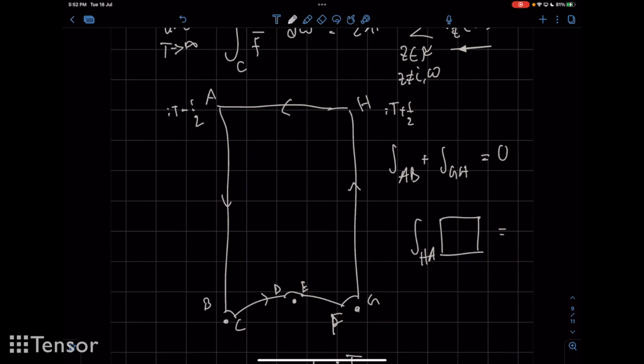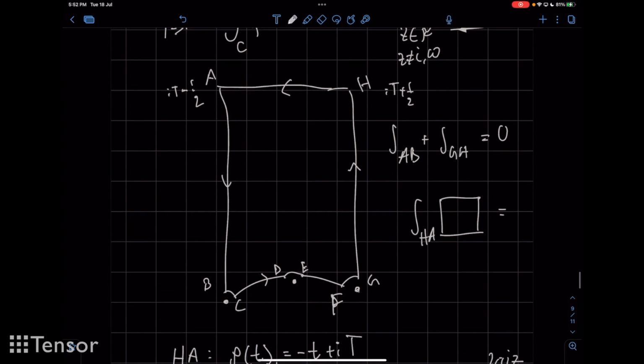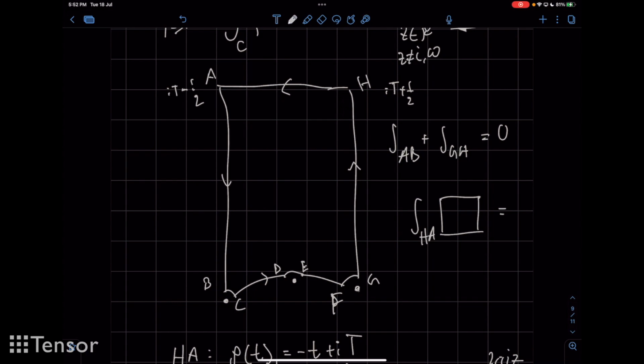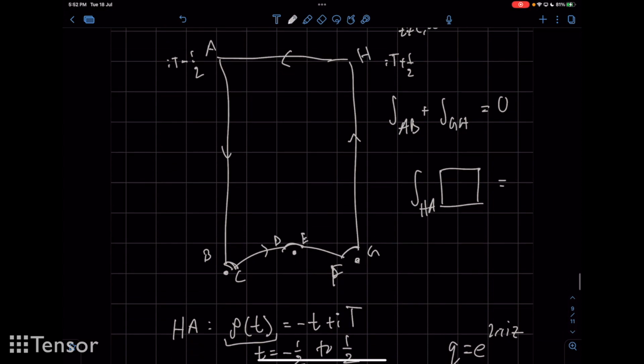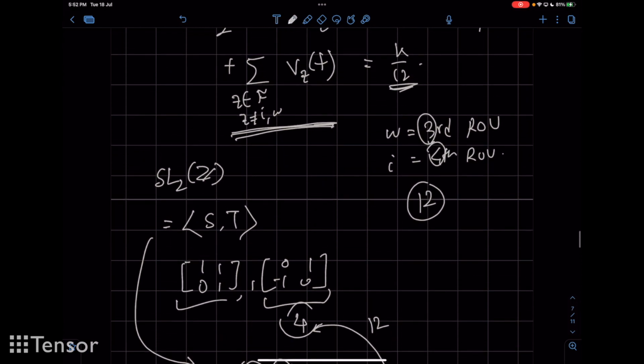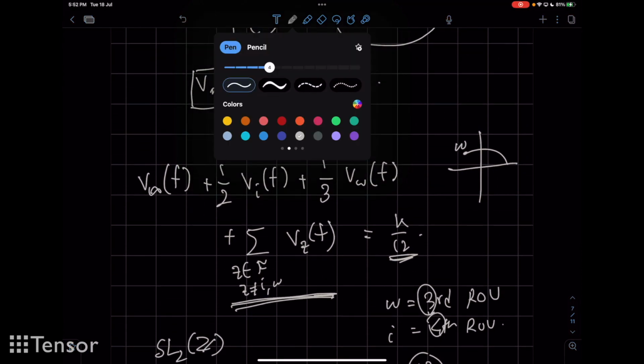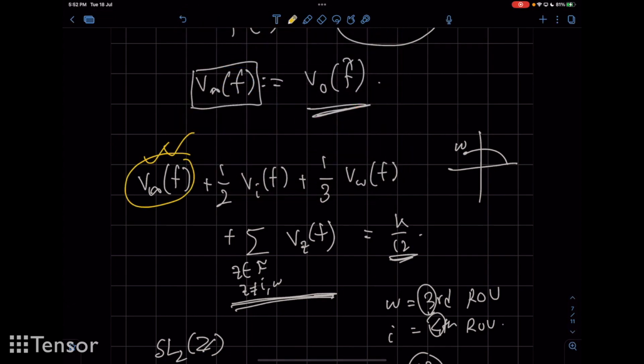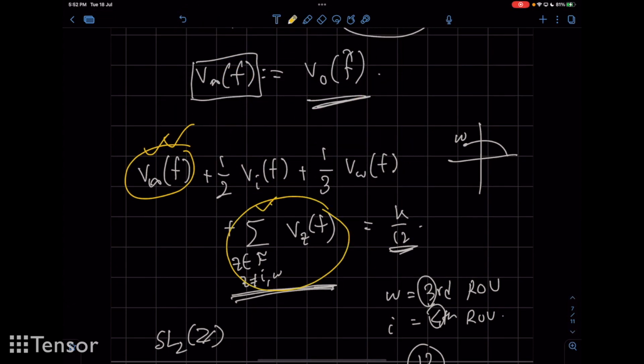Now we need to find what the BC arc, FG arc, and DE arcs are contributing. And after that, we need to somehow take care of this CD and EF here. Okay. So yeah, let's check it out. We have got this term. That's very nice. We have also got this term. And we have to get these three terms, right?